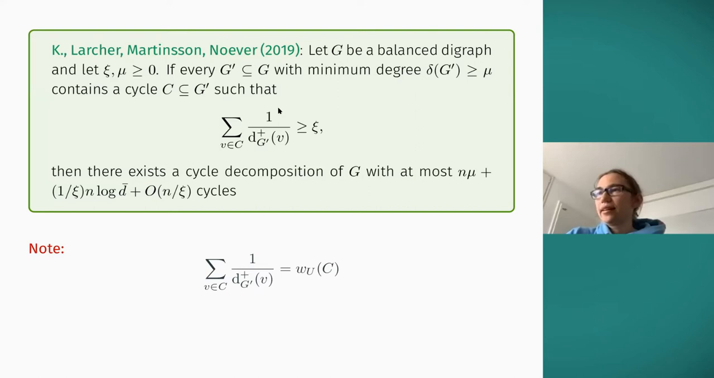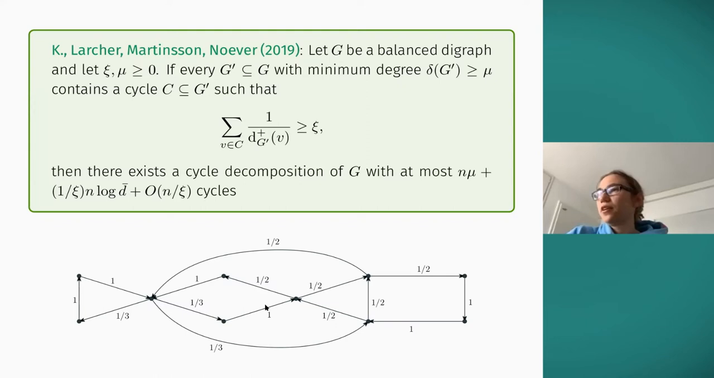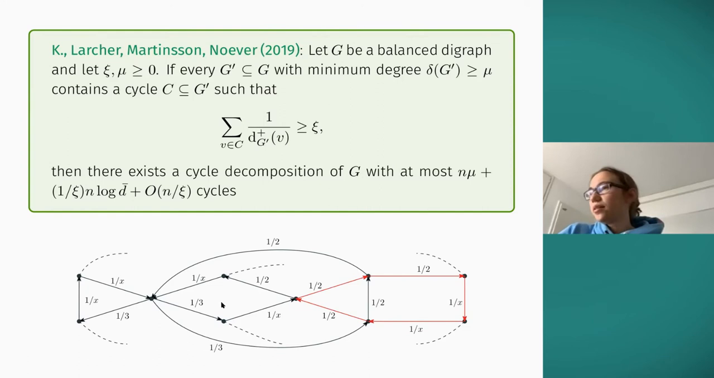So let's see an example. If this is my subgraph G prime, then here I can maybe find a vertex of low degree. In particular, this one has degree 1. So this minimum degree condition is not fulfilled. But if I pretend that there are some more edges, then I'm guaranteed to find some long cycle.